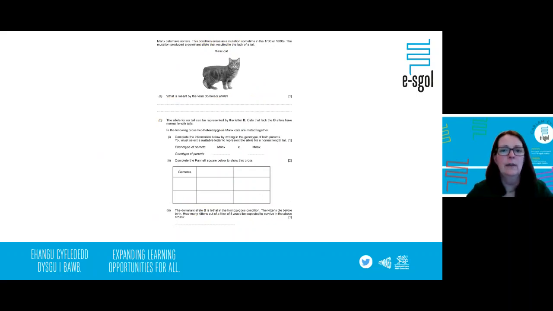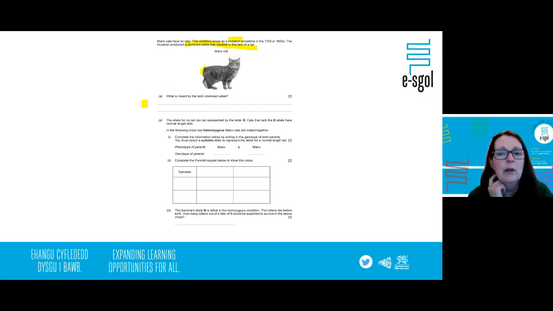And it's to do with a particular type of cat that is a Manx cat that doesn't have a tail. And what we need to look at here, this was a mutation, which you may well be familiar with. It's a term that we need to make sure that we are able to use, which means a change in the DNA or the genetic material. And this arose sometime in the 1700s or 1800s, and it produced a dominant allele that resulted in the lack of a tail. And here's the Manx cat without its tail.